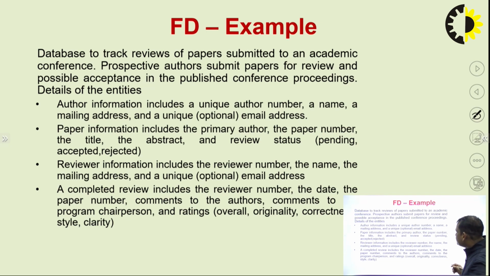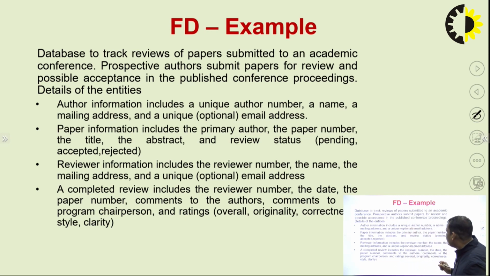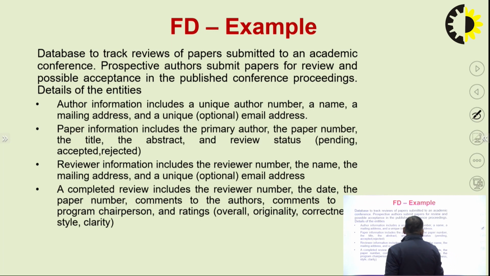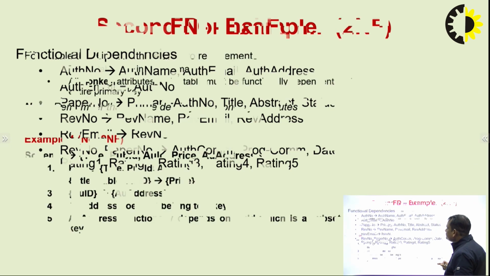Functional dependency example: a database tracks the review of papers submitted to an academic conference by prospective authors, the submission of papers, for example status pending, the acceptance or rejection, and the author's name.